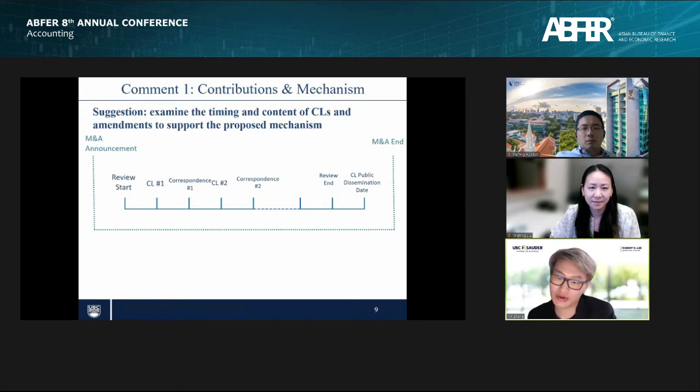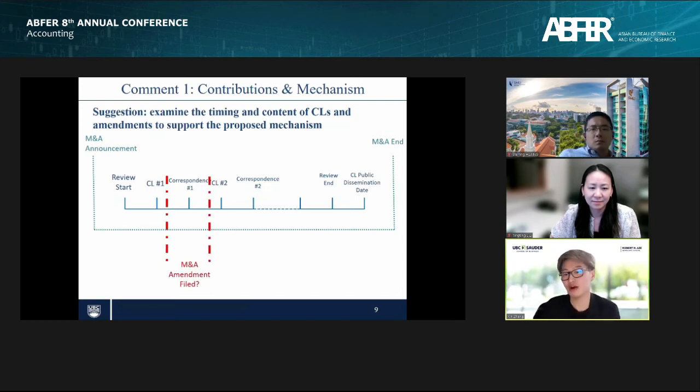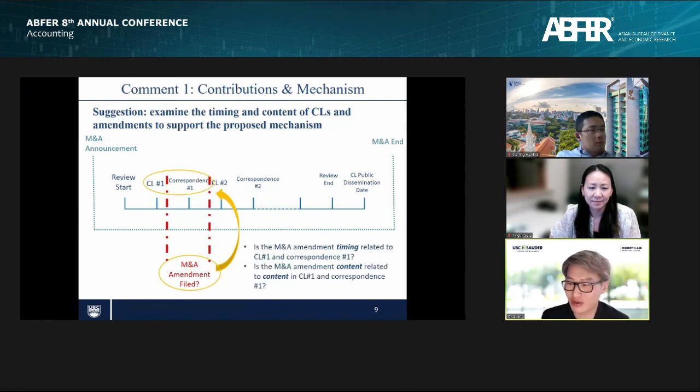In the second scenario, we have this M&A amendment, which is filed right after a comment letter or right after a correspondence to this comment letter. In this case, we as audience would say, oh, it's very likely that this M&A amendment could be associated with the comment letter or the content in the correspondence. It would be interesting or important for the authors to really narrow down the timing between the amendment and the comment letters and correspondence. More importantly, it would be great if the authors can actually do a content analysis and establish the link in content between the amendment and the comment letters or its associated correspondence.